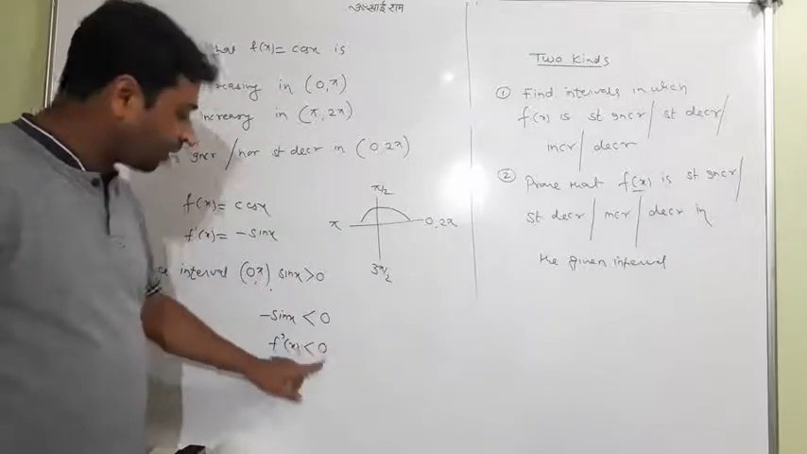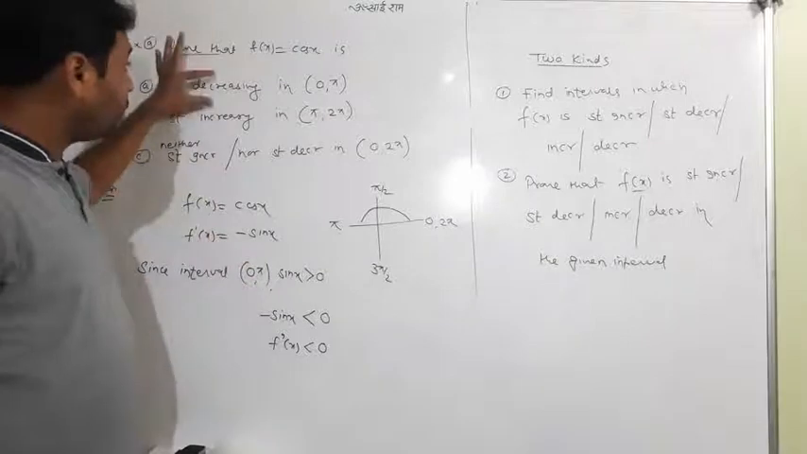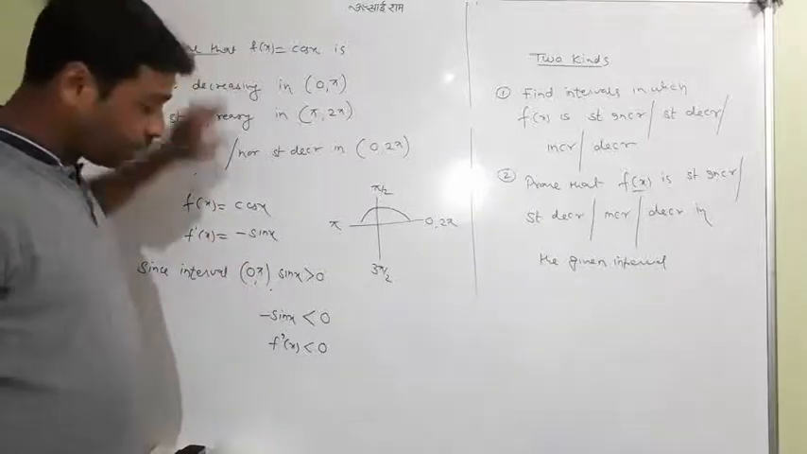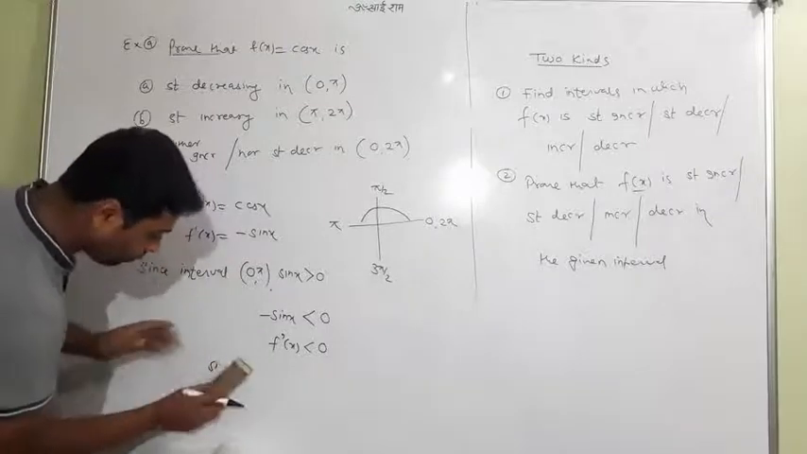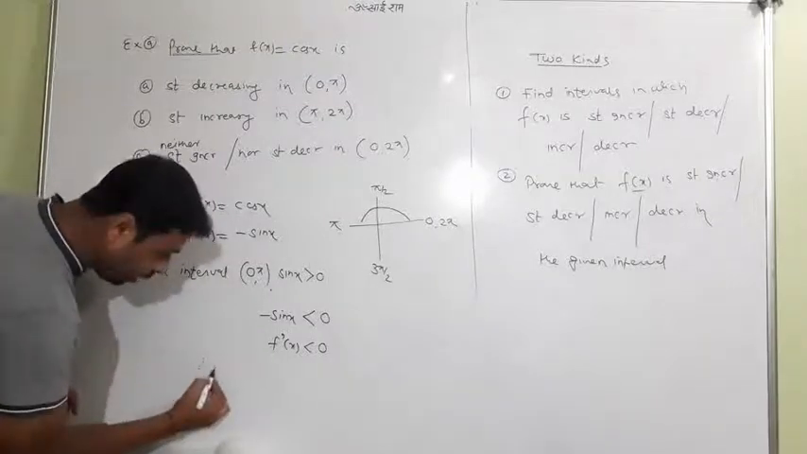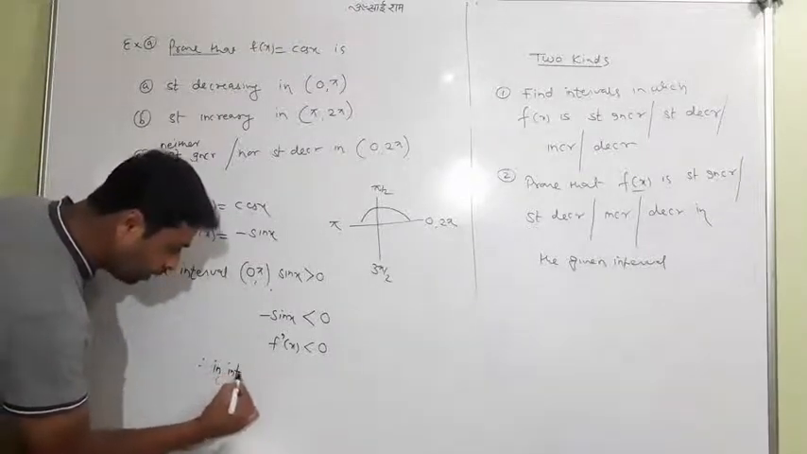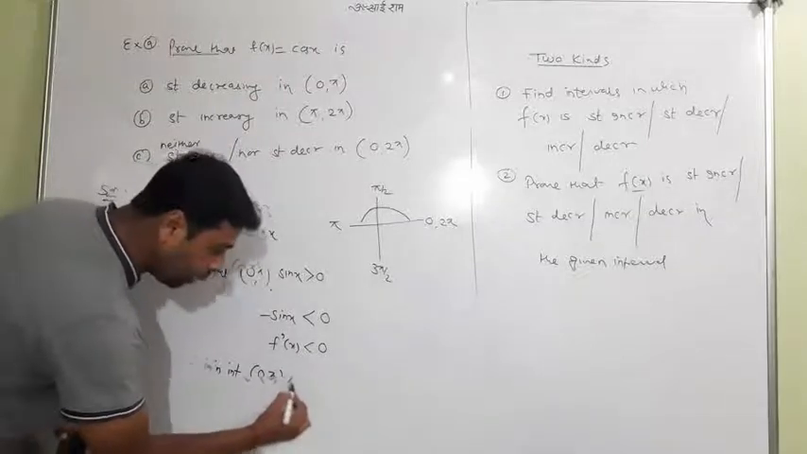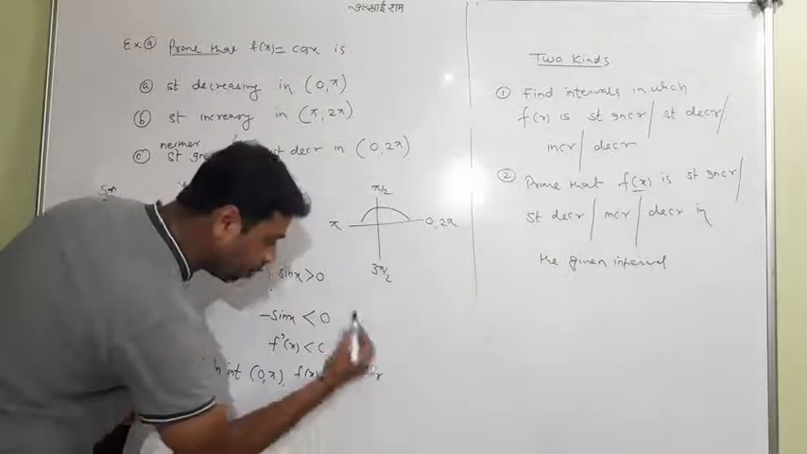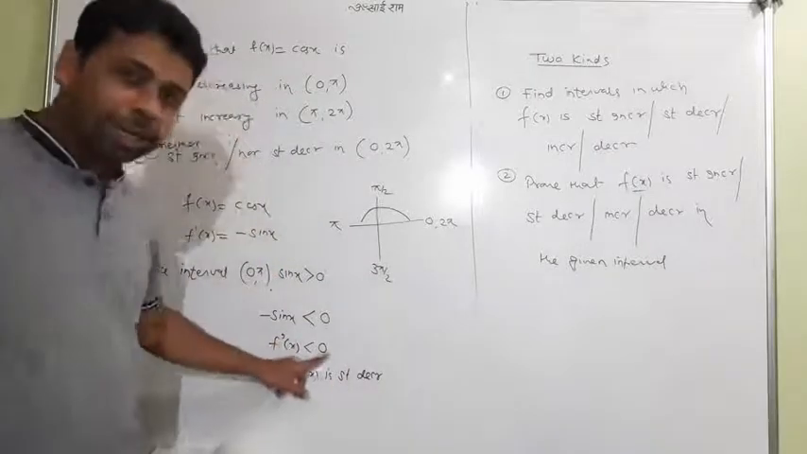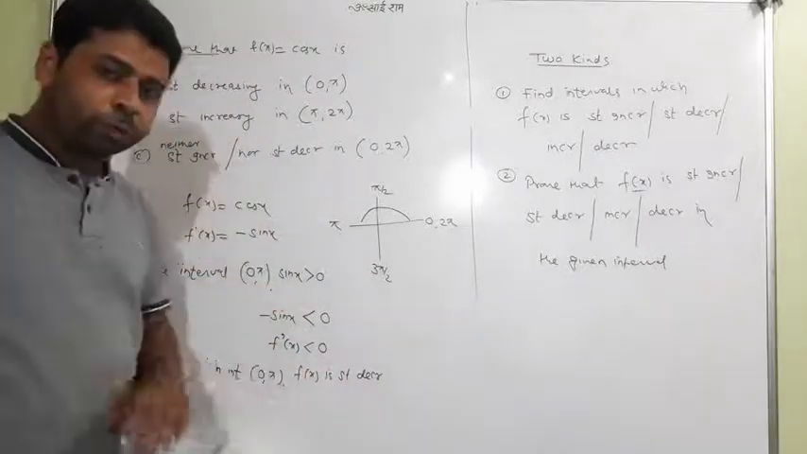And when f dash x is negative, in this interval the function is going to be strictly decreasing because it is less than 0. So what I'll write? Since, therefore, in interval 0 to pi, function is strictly decreasing because f dash x is coming negative. And how did I prove it? Very simple.